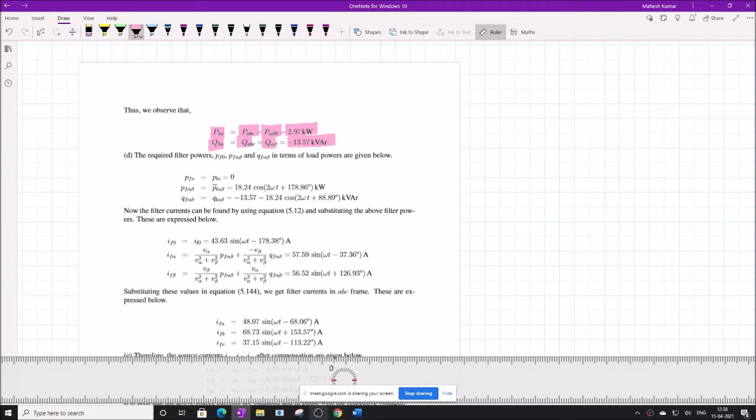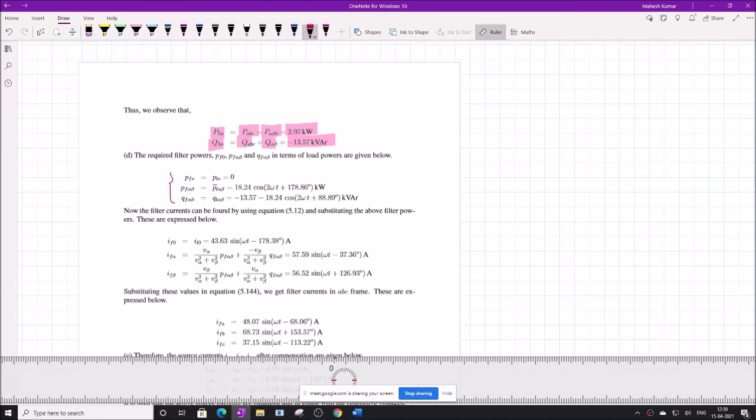All right. Then the next question was to compute the reference currents for the compensator so that the source currents after compensation are balanced, sinusoidal, and in phase with the respective source voltages. So for that, these are the objectives being set.